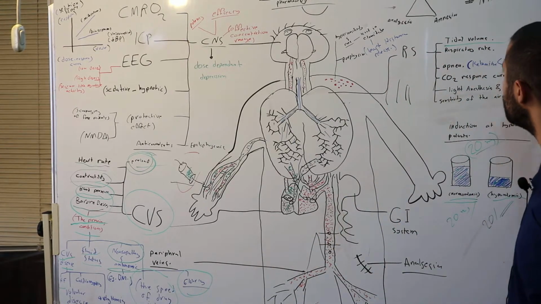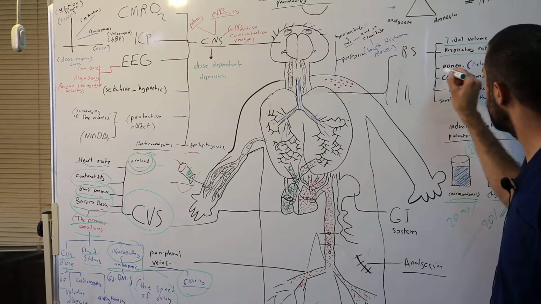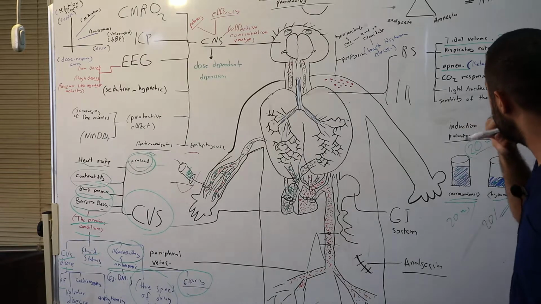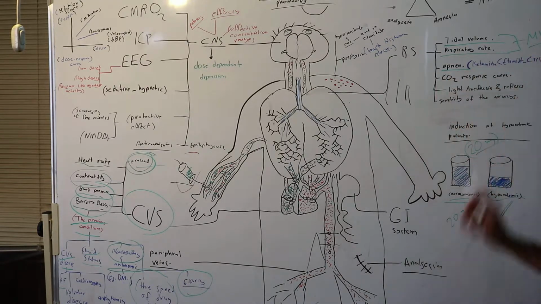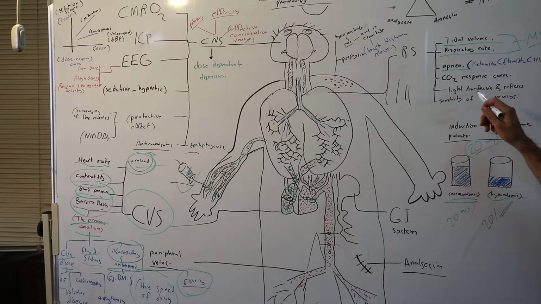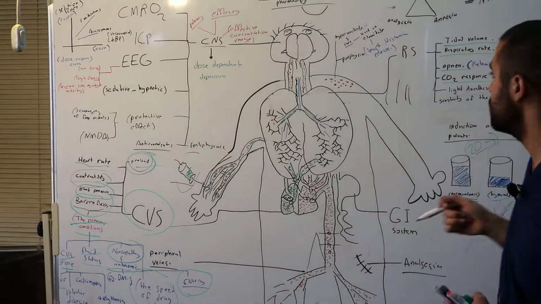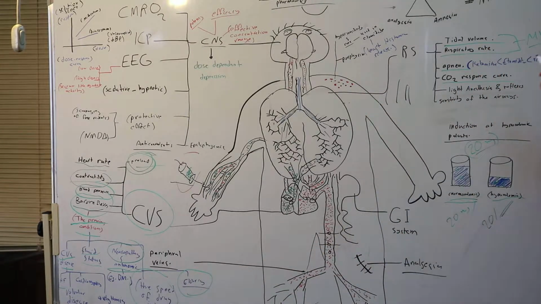The first thing is the tidal volume, the respiratory rate, the apnea, so the minute ventilation, okay, which is the tidal volume times the respiratory rate. The apnea: does apnea happen with the IV anesthetic? The CO2 response curve, and the light anesthesia effect on the reflexes of the muscles of the respiratory system. Now let's start one by one.